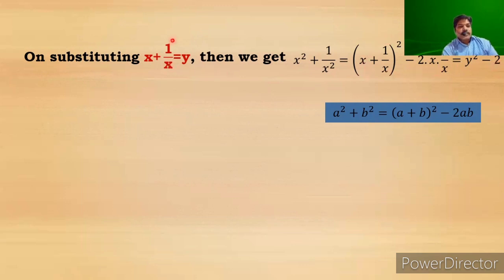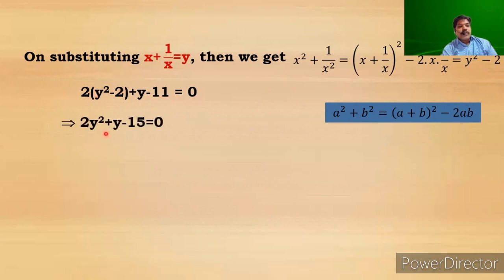So this x plus 1 by x value is y, x square plus 1 by x square value is y square minus 2. I will replace these two values in the previous step. What will you get? 2 into y square minus 2 plus y minus 11 is equal to 0. Just simplify that. 2y square plus y minus 15 is equal to 0.